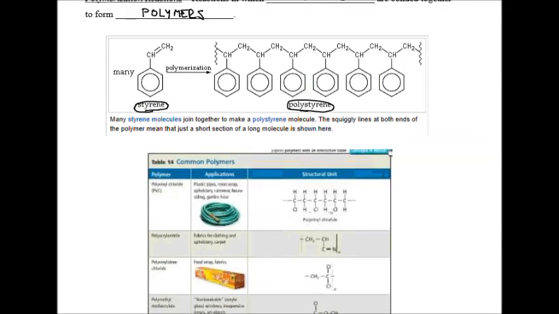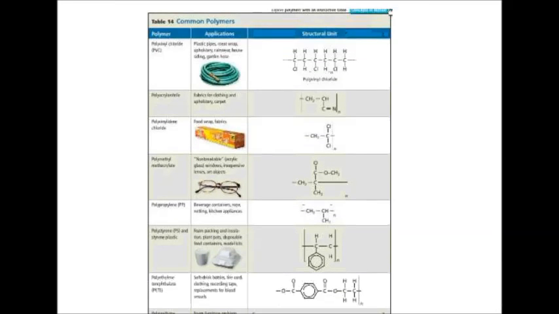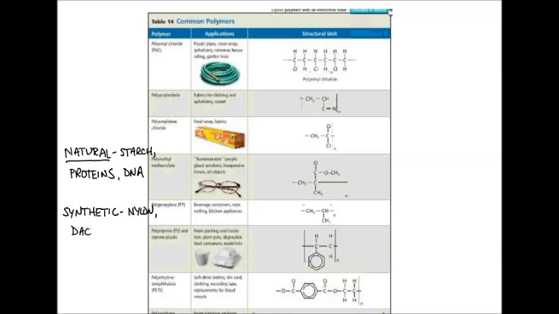We need to know some natural polymers. So natural polymers would include starch, proteins, and DNA, whereas synthetic polymers would include nylon, dacron, and plastics.